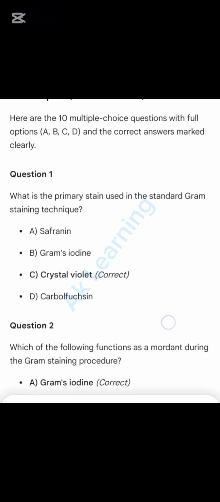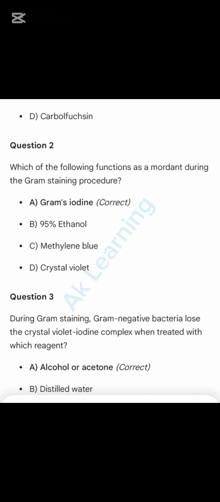A. Safranin. B. Gram's iodine. C. Crystal violet. Correct. D. Carbolfuchsin. Question 2. Which of the following functions as a mordant during the gram staining procedure?